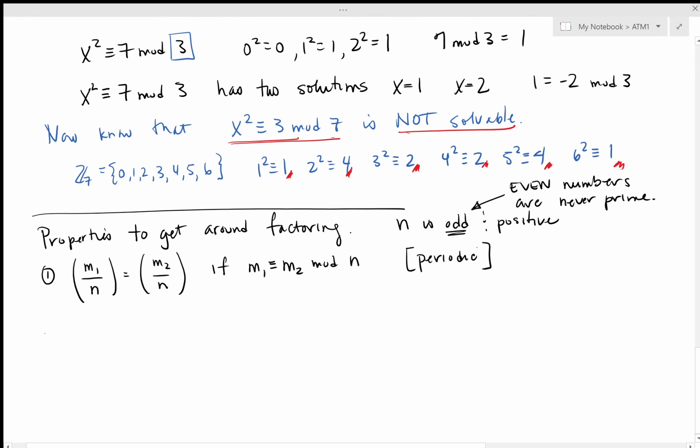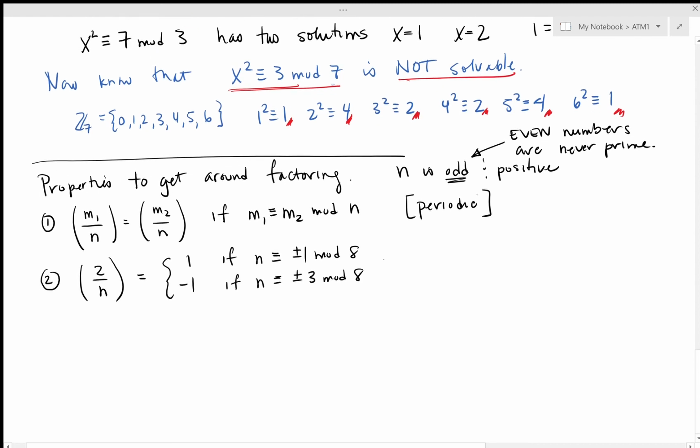Property number 2: the Jacobi symbol for 2 over n is equal to 1 if n is congruent to plus or minus 1 mod 8, and is equal to -1 if n is congruent to plus or minus 3 mod 8, for n odd.